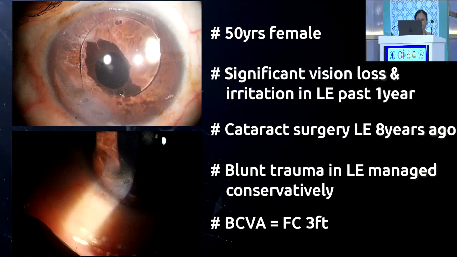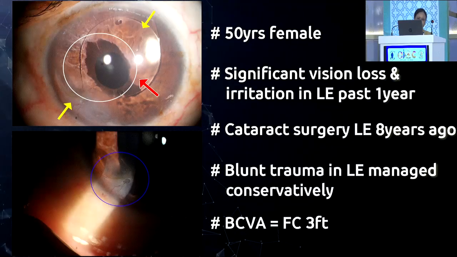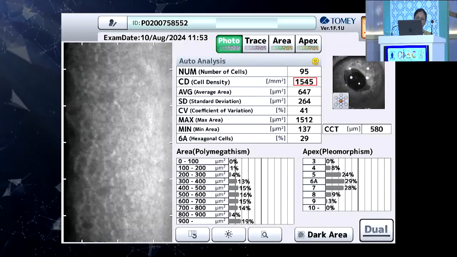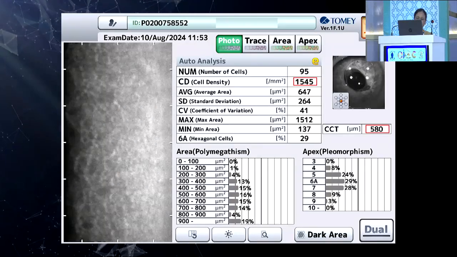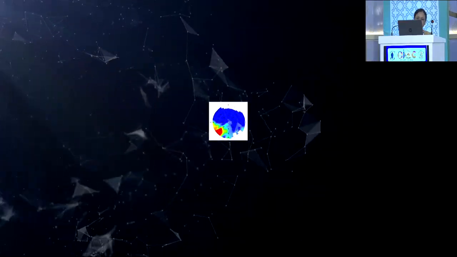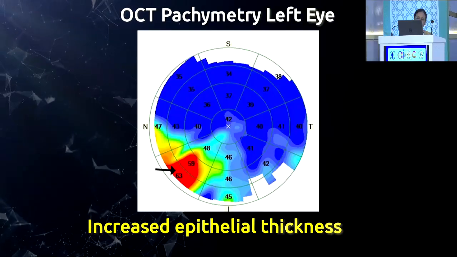On slit lamp examination, the optic of the IOL was seen forwardly dislocated, resting over the pupil, with incomplete view and orientation of the haptics. There is pupillary ectropion uvea and iris pigmentary changes. The cornea has a few epithelial bullae with localized stromal edema around the inferonasal area. The endothelial count was 1545 per millimeter square with central corneal thickness of 580 micron. USG B-scan showed a normal posterior segment and pachymetry analysis revealed increased epithelial thickness at the inferonasal quadrant.